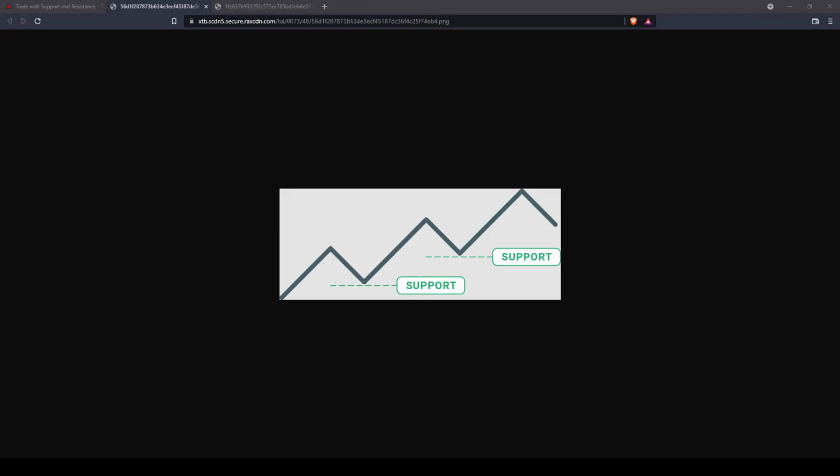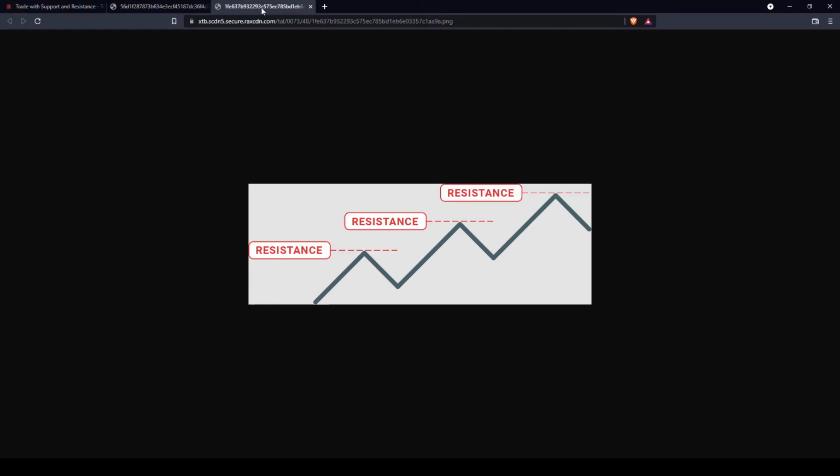So you really don't want to buy when you're just creating a new support, especially if you're not at the support yet. In general, buying close to support is a good idea, but not if the support is new. Let's say you create a new support, then you hit a resistance and you fall back down. Now that could be a good moment to buy, but let's see. First of all, we need to tell what a resistance is.